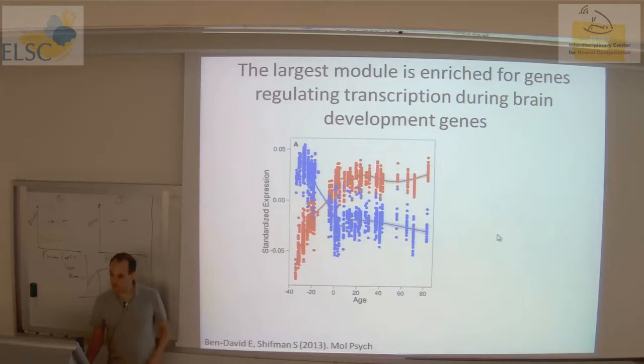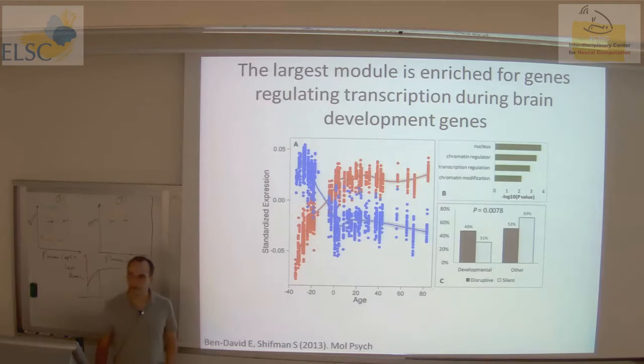The other thing is that if you look at the type of genes, there is a very strong enrichment for genes which are expressed in the nuclei, for chromatin regulators, transcription regulation, and chromatin modification. So the bottom line of this study is that although until now most of the studies were focused on synaptic genes, if we look at an unbiased screen of mutations in autism, a big majority of them are expressed during development and are chromatin regulators or transcription factors. Okay.